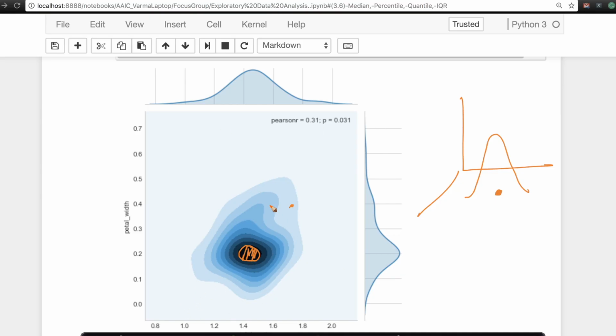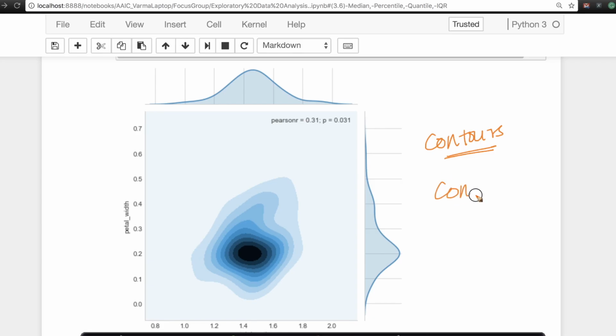Now, what are these lines? What are these colored dark blue to light blue? Those are called contours. So these contour plots, this is called a contour density plot. This is called a contour probability density plot. If you are actually doing a 2D density plot, you would actually get a picture.